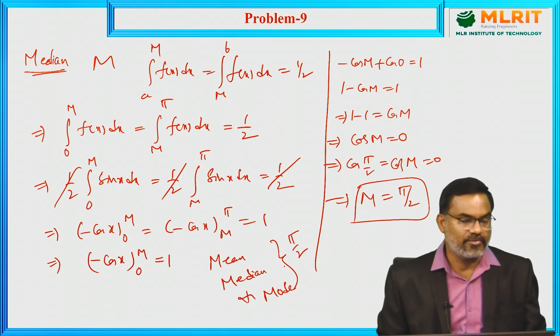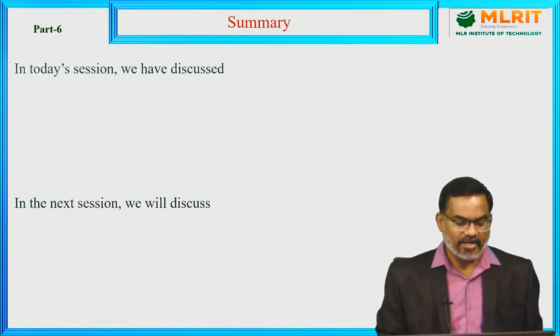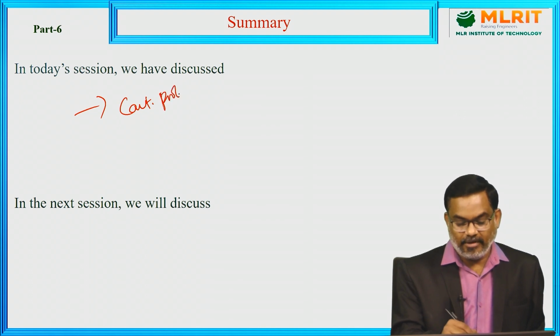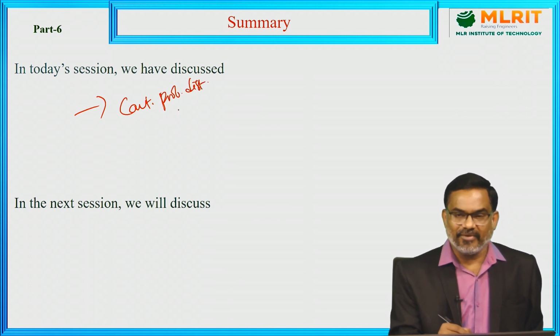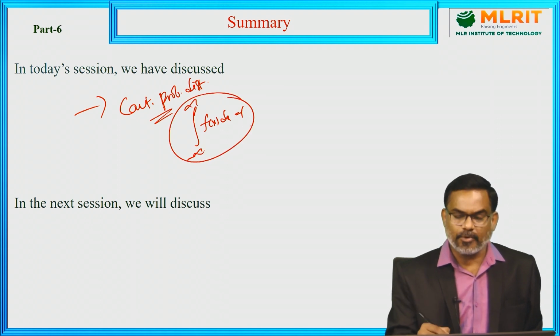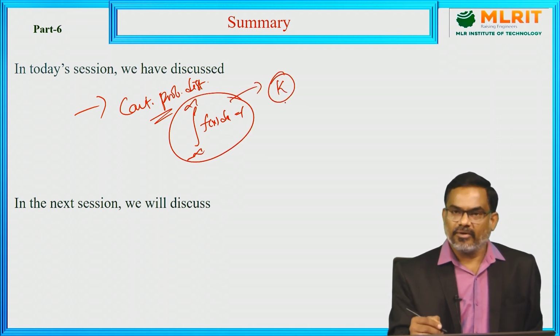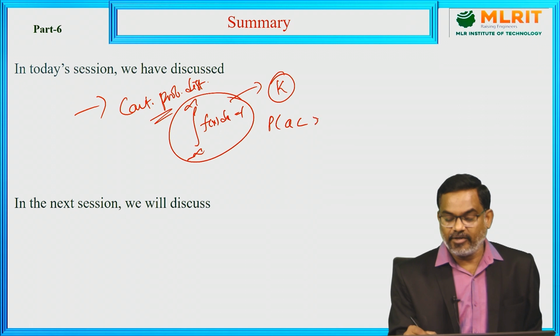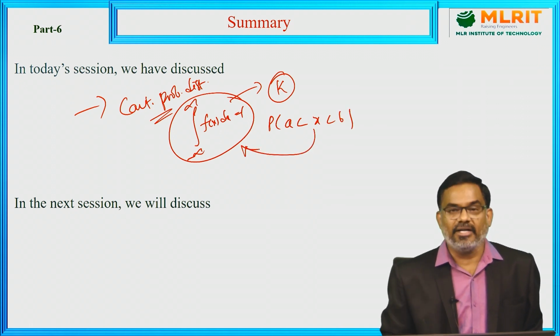And coming to the summary, in today's session we have solved some problems on continuous probability distribution and continuous random variable. In continuous probability distribution we use the integral notation, and the total probability in the case of continuous probability distribution is integral f of x dx is 1 from minus infinity to plus infinity. Using this property we can find the unknown value given in the probability distribution. Similarly, the probability that x lies between any two values can be calculated using the integral notation.